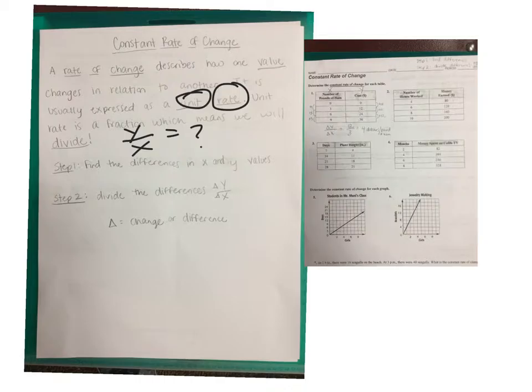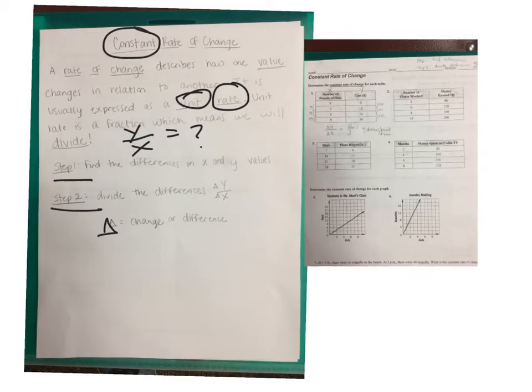However, whenever we do constant, that means there's going to be more than one X and Y value. And in order to determine if it's going to be a constant rate of change, or to find that constant rate of change, we have to first find the differences in the X and Y values. And then we will divide the differences. So the change in Y divided by the change in X. In math, the little triangle symbol means change or difference.